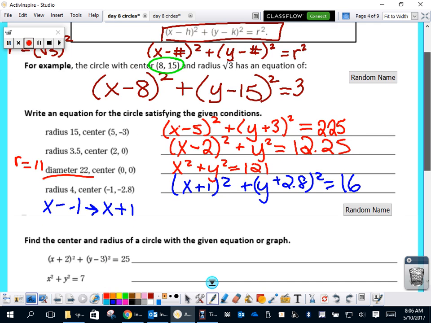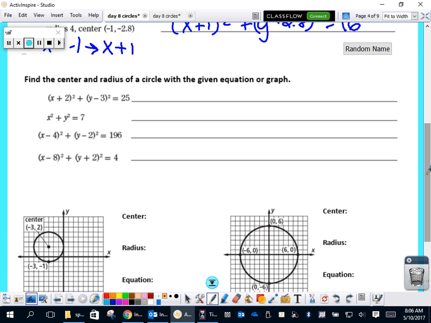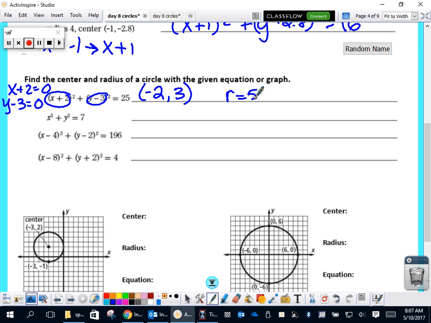Alright, moving on to identifying the center. Okay? So the center is going to be, you look here, the x-coordinate has to make that 0. So basically you think x plus 2 equals 0. What's your x-coordinate? Negative 2. And then y minus 3 has to get to the 0. So what's the y-coordinate? 3. So however you think of it, if you think of the opposite of what you see, do that. Or if you have to set each one to 0, do that. Then your radius. R squared is 25, so R is 5. Okay?